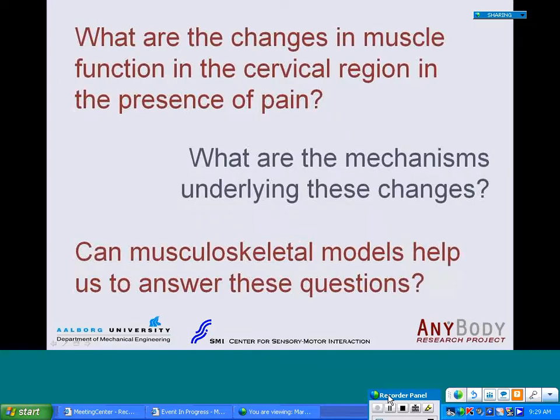So what we are interested in are several questions. What are the changes in muscle function in the cervical region when you have muscle pain? And what are the mechanisms underlying these changes? And the last question is the most interesting for me: can musculoskeletal models help us to answer these questions? So that's kind of the background for why we did this research.